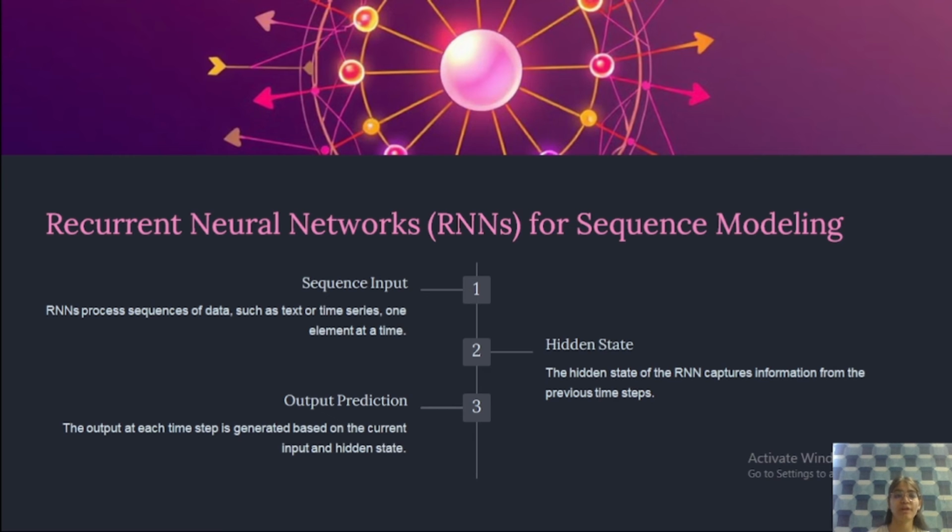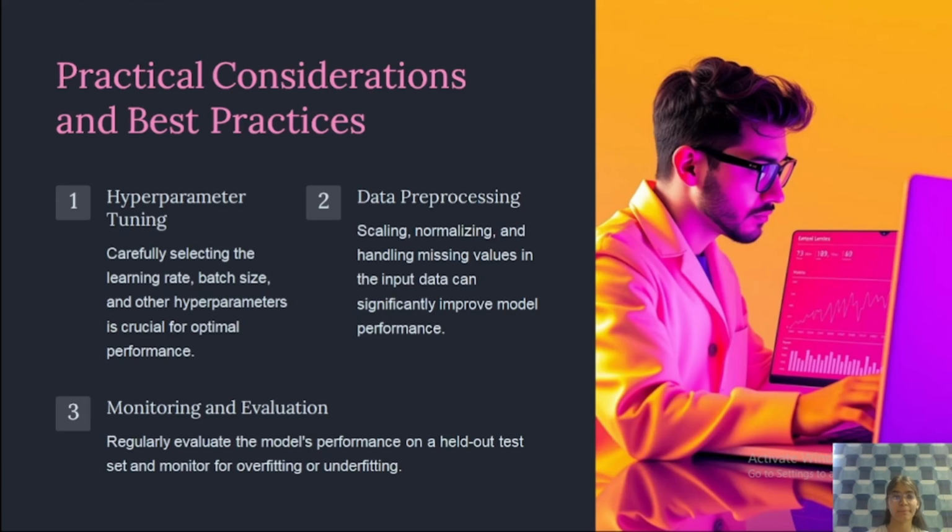Now we have RNN for sequence modeling. Here we have a sequence input, a hidden state, and output predictions. The sequence input processes data such as text, time series, and so on. We have then a hidden state. The hidden state of the RNN captures information from the previous time steps. Then we have an output prediction. Each output at a time step is generated based on the current input and hidden state.